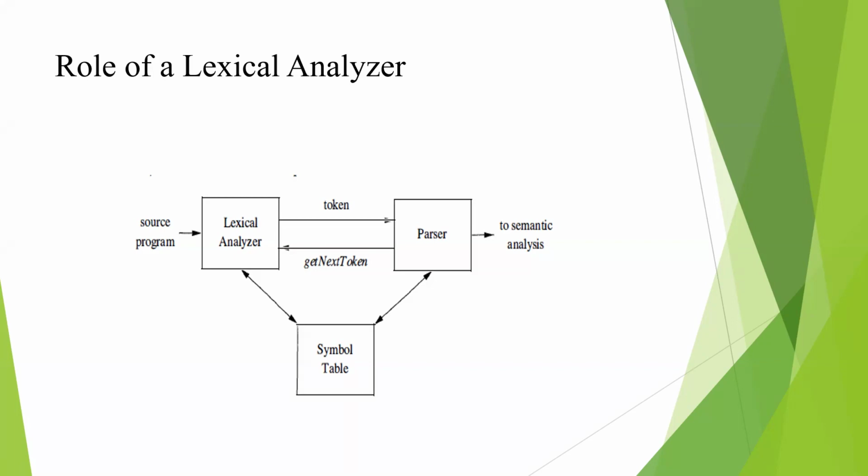Which is shown in the figure. The interaction is implemented so that the parser calls the lexical analyzer. Here, when we call the parser, the function that will be used is getNextToken. This command will cause the lexical analyzer to read characters from its input until it can identify the next lexeme and produce it for the next token, which it will return to the parser.